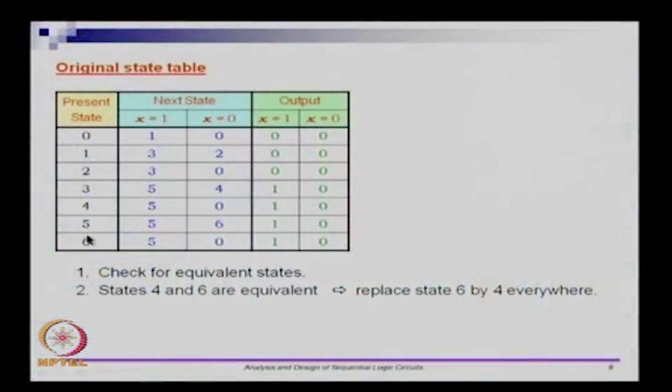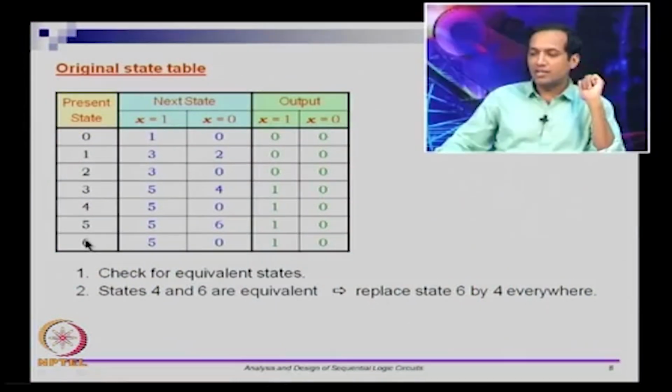Let us look at states 4 and 6. I am going to say that they are equivalent. Why are they equivalent? I look at x equal to 1 and x equal to 0. From 4 I will go to state 5 and state 0 respectively. I am also doing the same thing from state 6: on input 1 I go to 5, on input 0 I go to 0. Not only that, the outputs that you produce for x equal to 1 and x equal to 0 at state 4 are also the same as those you produce at state 6. So this makes states 4 and 6 equivalent.